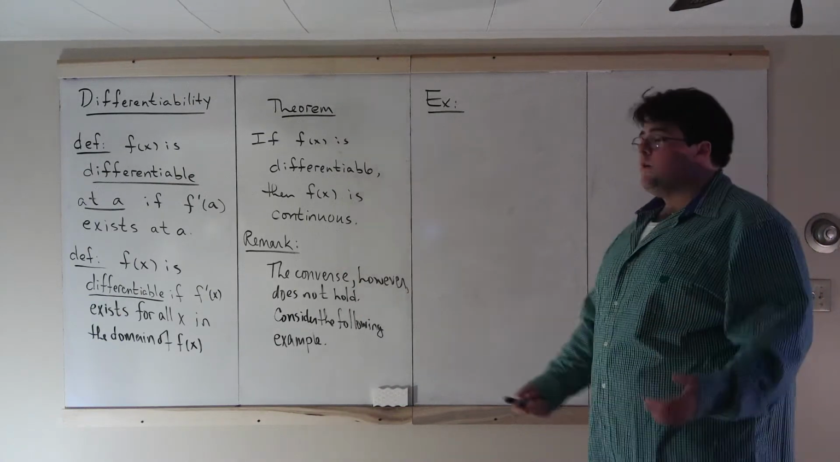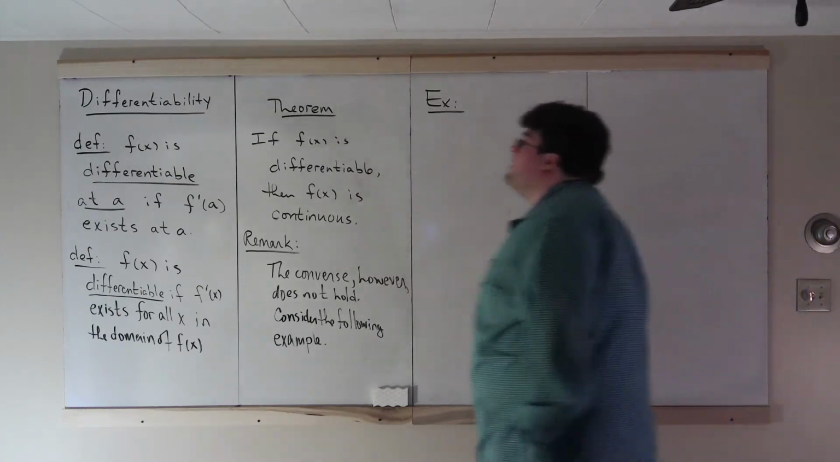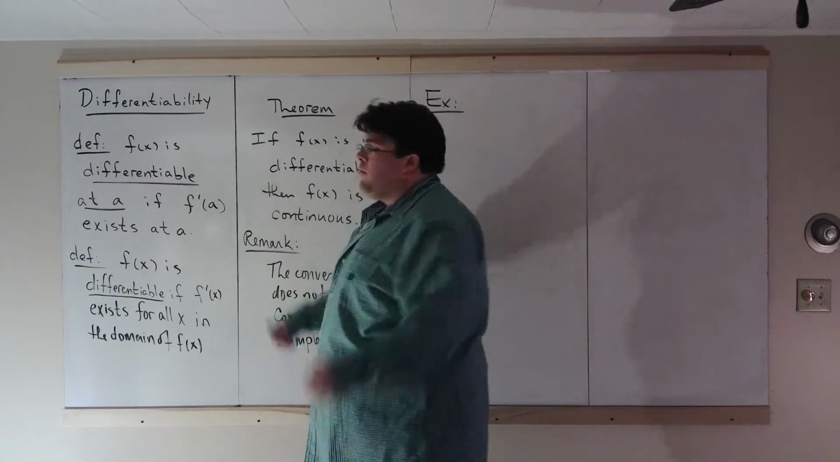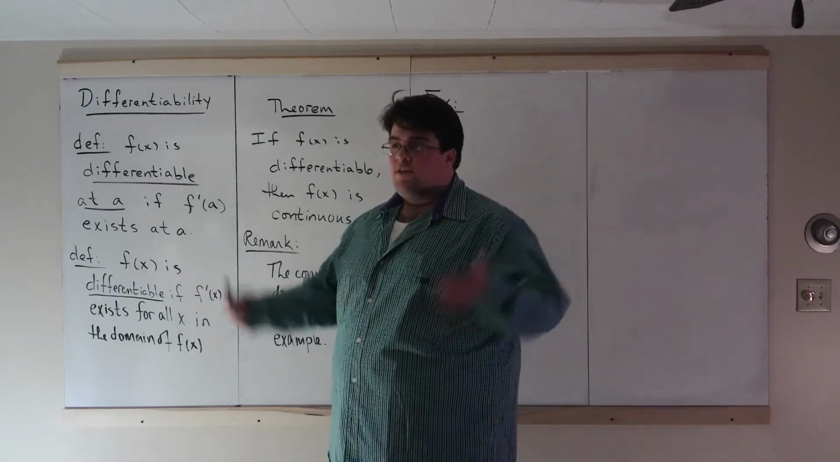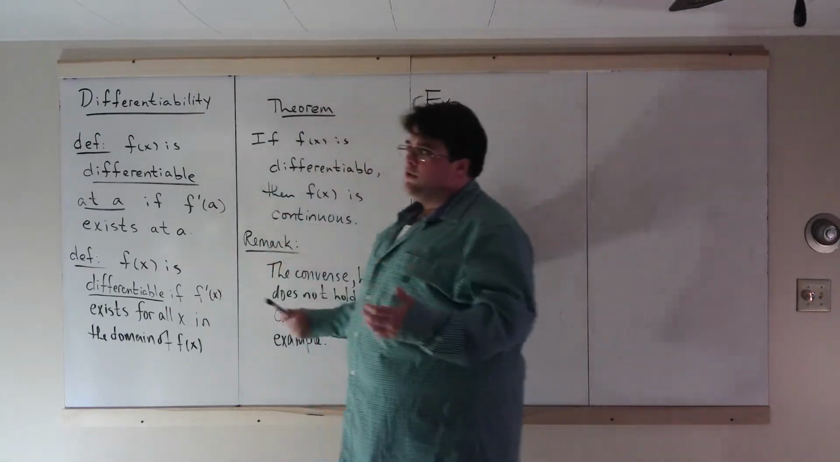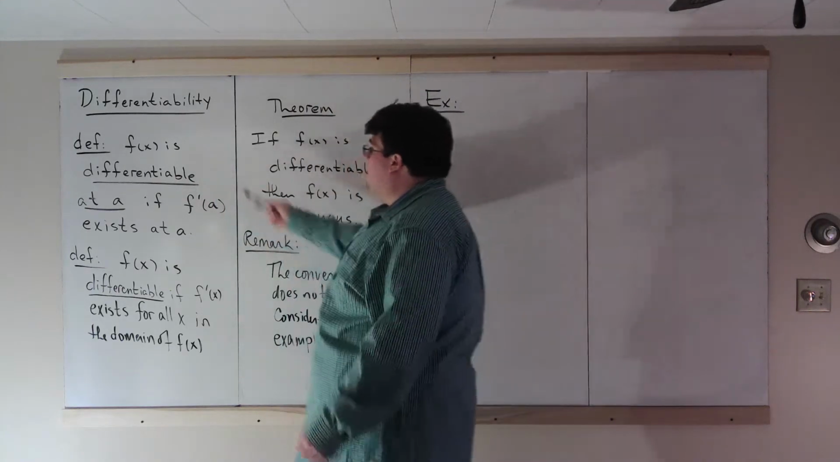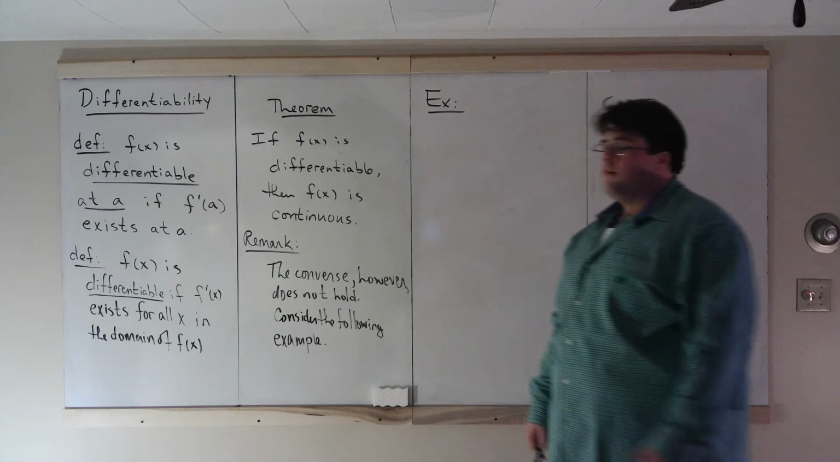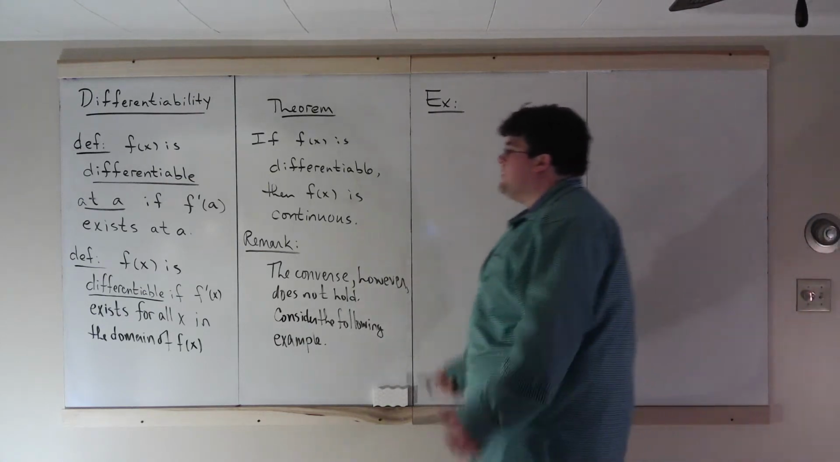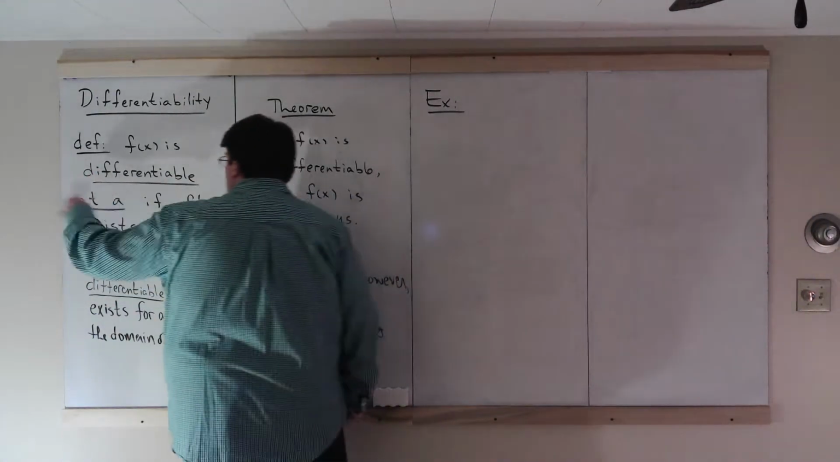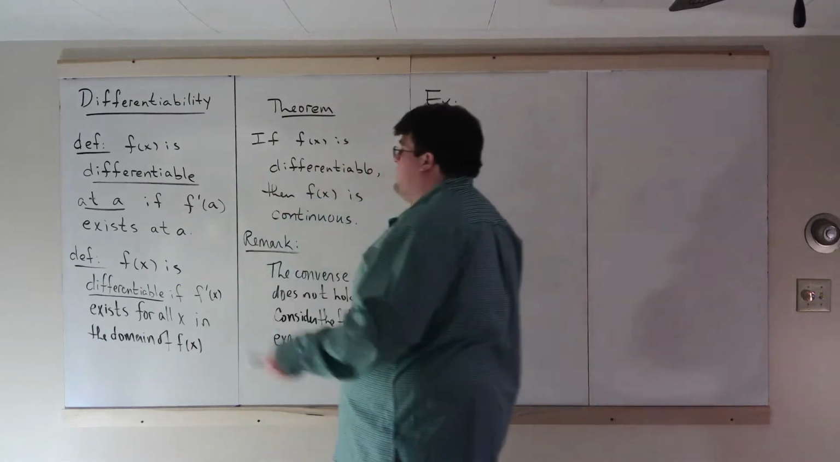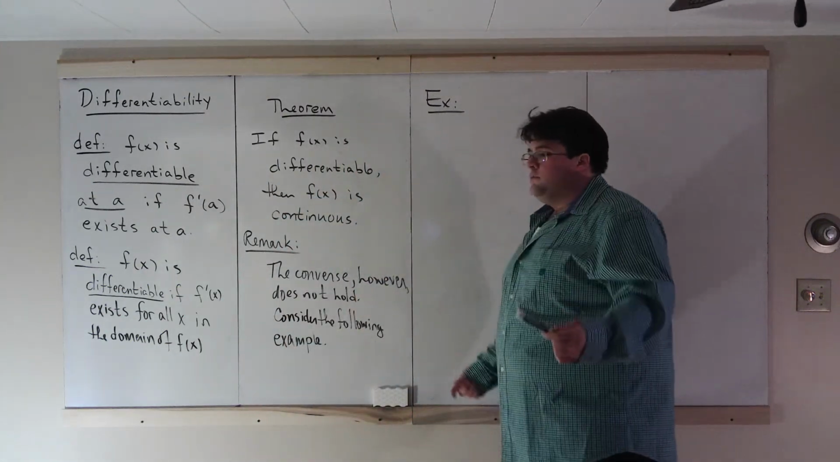And to do that, let's start with some definitions. Well, maybe I should have said we're going to talk about what it means for a function to be differentiable. And we'll call this topic differentiability. So definition. f of x is differentiable at a. So differentiable at a point is this first definition. f is differentiable at a point if the derivative exists at that point.